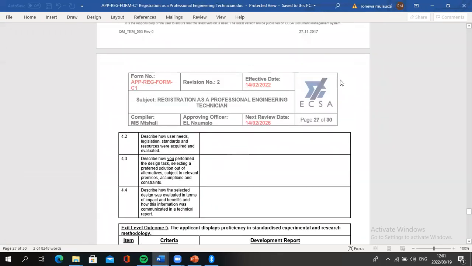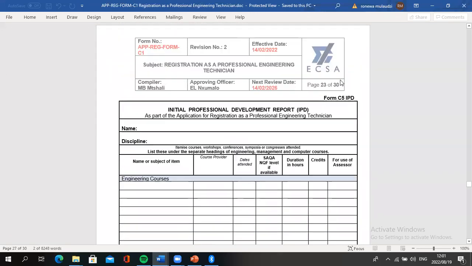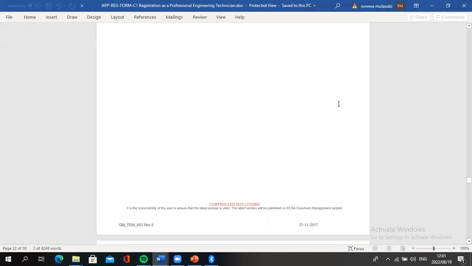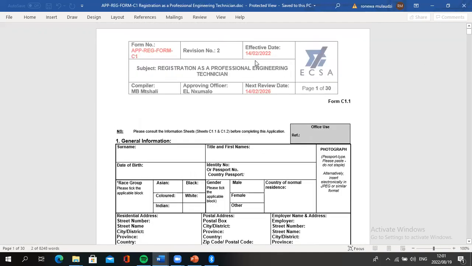Now, I want you to recognize that with this application form, there's not much of a difference except the form letters that they use for this specific category. There's not much of a difference between this and the application form for the technologist. And so that is how we conclude the applicable forms that you must fill in.